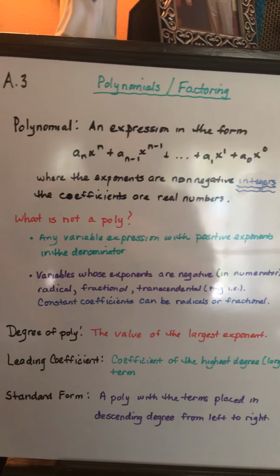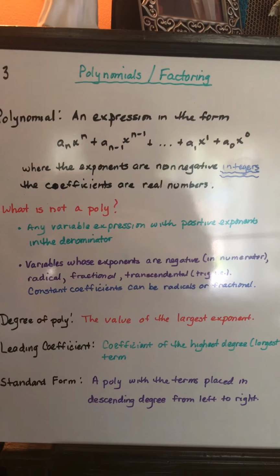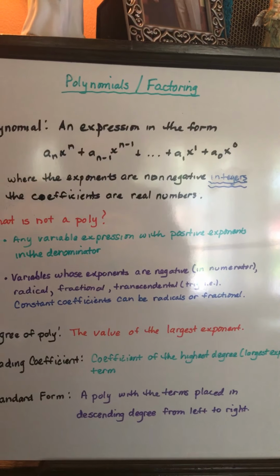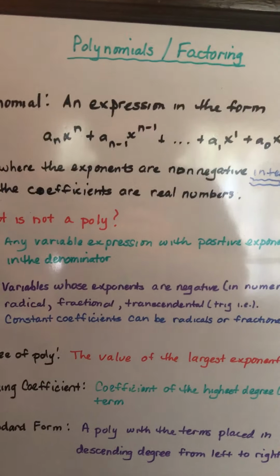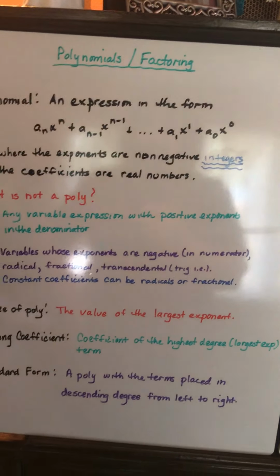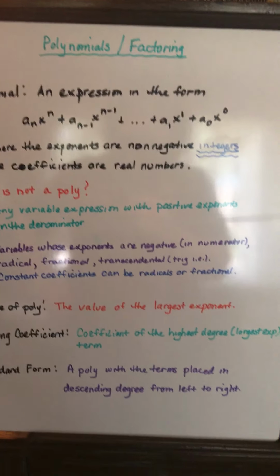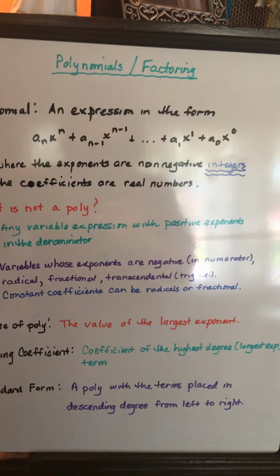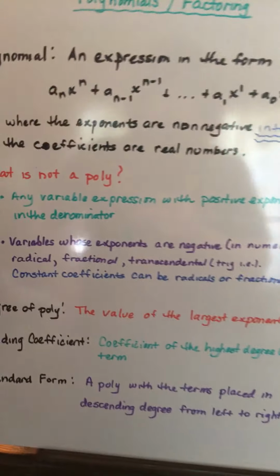What is not a polynomial? Any variable expression with positive exponents in the denominator. It's not, and that means when simplified, folks, when simplified, it's not going to be a polynomial. Variables whose exponents are negative in the numerator, or a radical, or a fraction, or transcendental like trig and pi and e. The constant coefficients can always be radicals and fractionals and transcendentals.